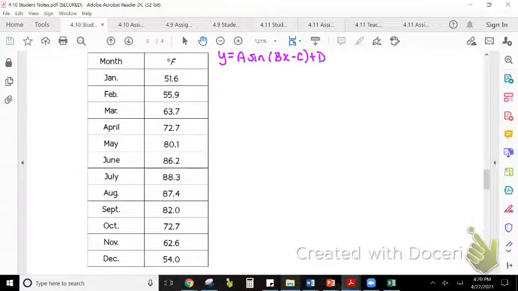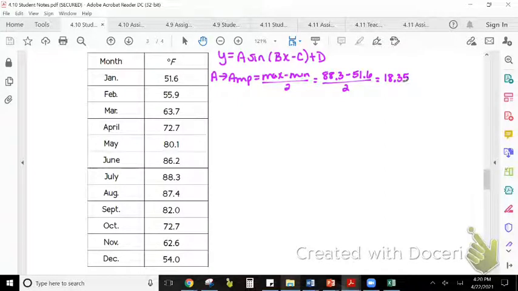plus d. All right, so remember a, we find it by, it's our amplitude. And so our amplitude is your maximum minus your minimum divided by 2. So in this case, our maximum is 88.3 minus our minimum is 51.6, looking at our data, divided by 2, which gives me 18.35.